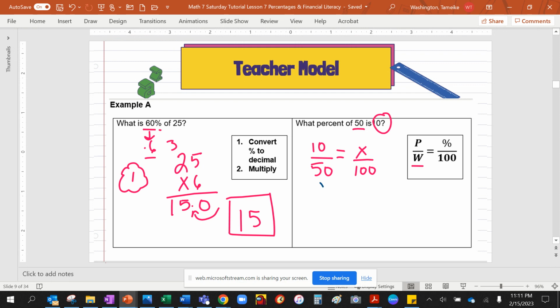I'm going from a smaller number to a bigger number, so I'm going to multiply. To get from 50 to 100, I multiply by 2. If I do it to the bottom, I do it to the top. 10 multiplied by 2 is going to give me 20 over 100, which is the same thing as 20%. If I had used the vertical scale factor, I would go from bottom to top. To get from 50 to 10, I divide by 5, and I'd do it on the side, and I would still get 20.